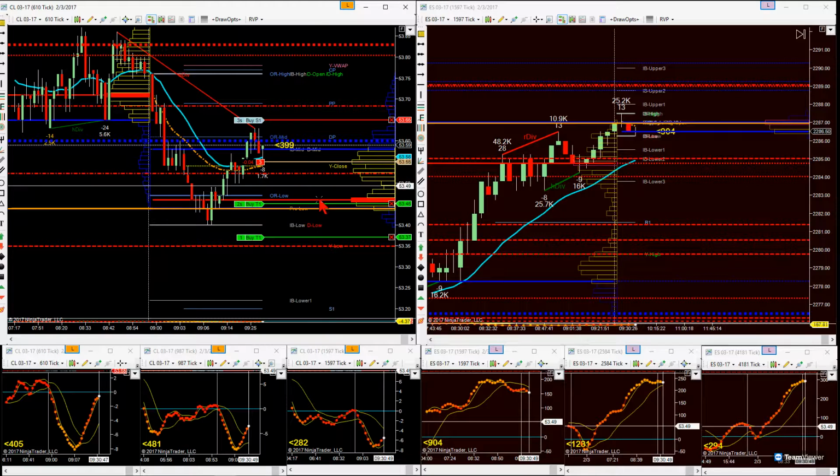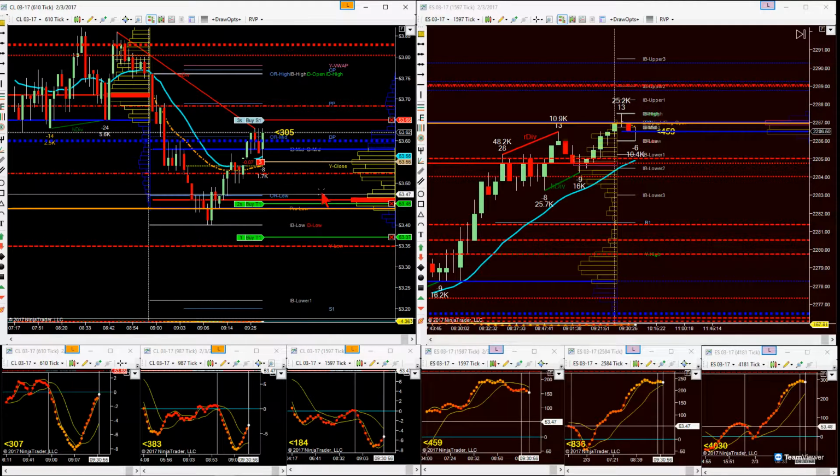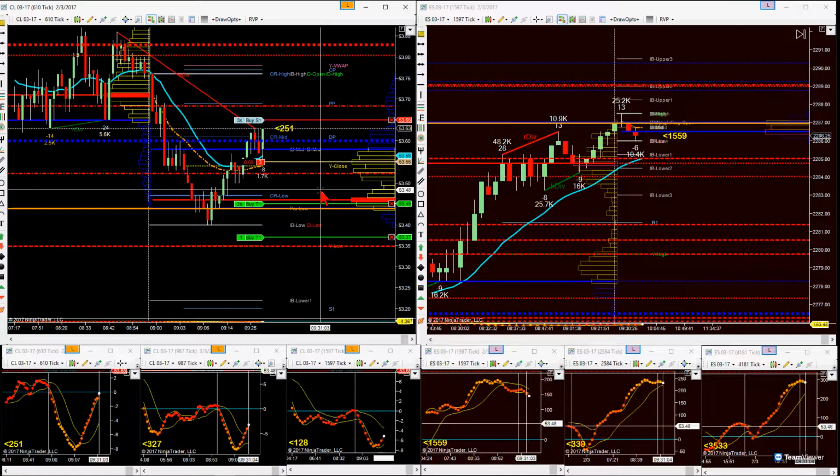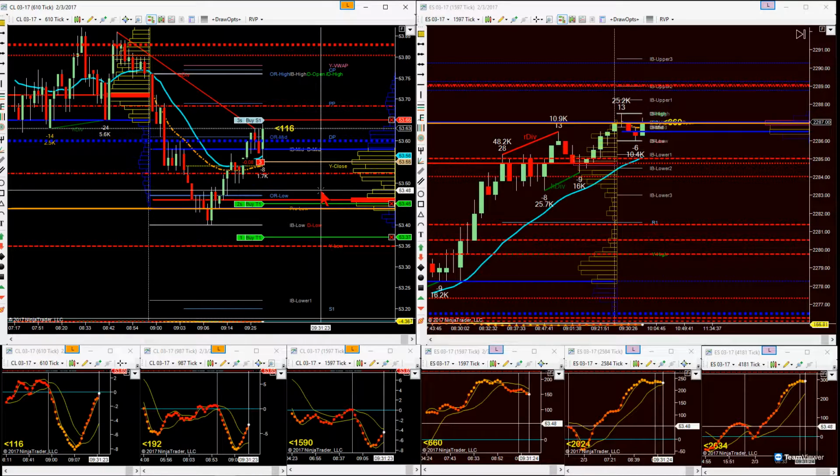Not crazy about this oil coming and testing VWAP and yesterday's close and it holding the way it just did. That's not a very exciting thing for me to see there. That might be the end of this trade. All right, so let's keep looking to see what we're expecting next.